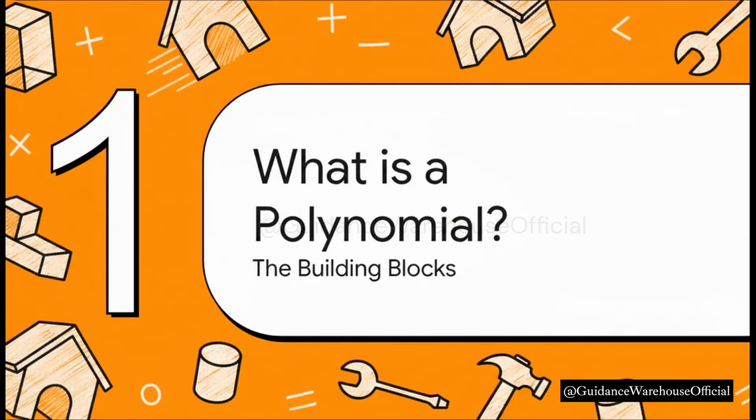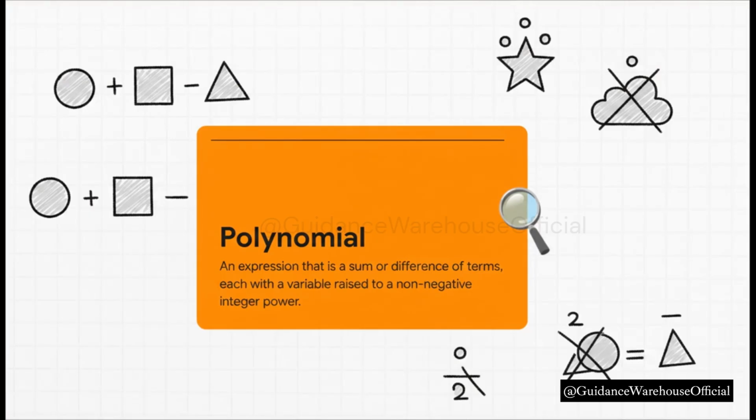Okay, before we can solve that doghouse problem, we've got to understand the tools for the job, right? So let's start with the most basic question of all. What even is a polynomial? So here's the textbook definition. And yeah, it can look a little dense, but the idea behind it is actually pretty simple. All a polynomial is, really, is a bunch of math terms all strung together with plus or minus signs.